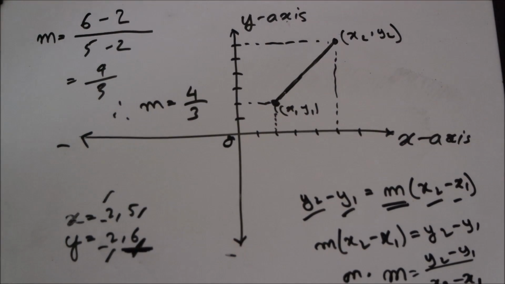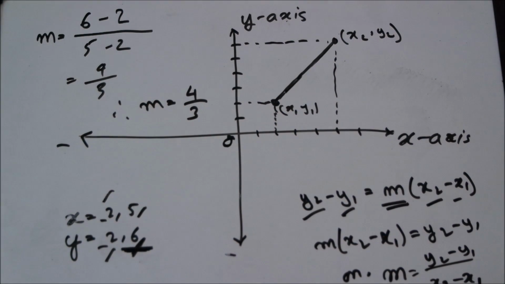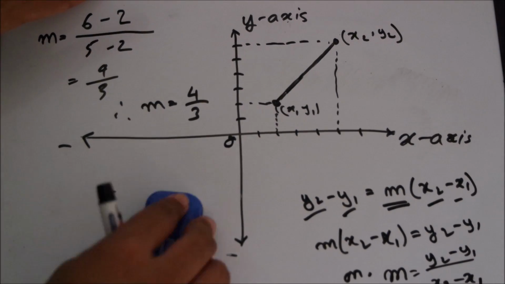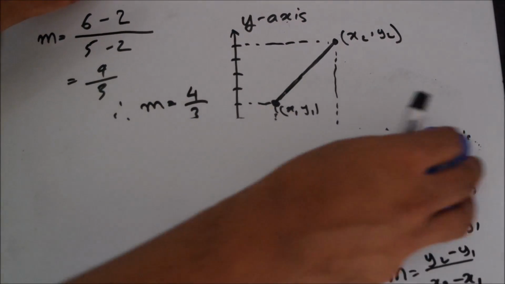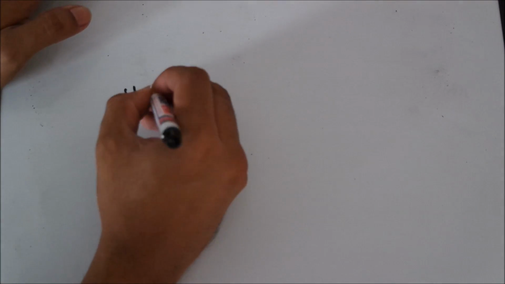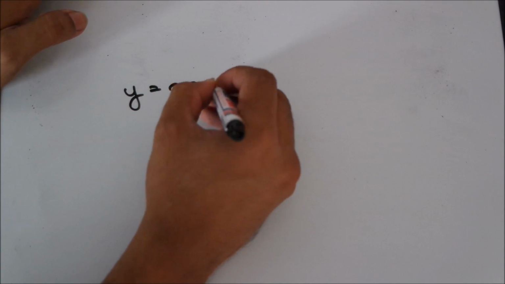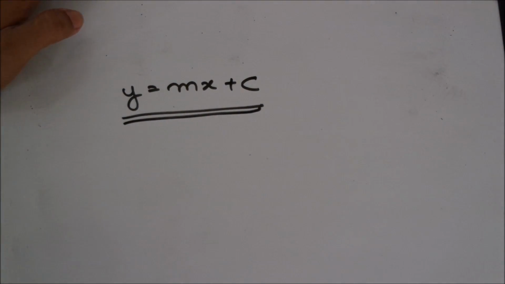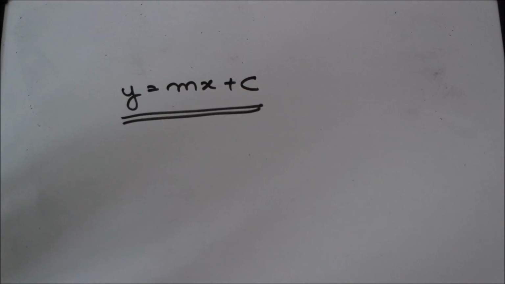Alright, so what if the question asks you to find the equation of the straight line? It's very simple basically. Let me just erase this first. The equation of a straight line is y equals mx plus c. Always remember this. y equals mx plus c is the basic equation of a straight line.